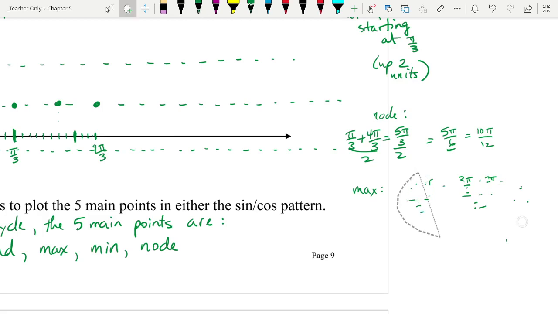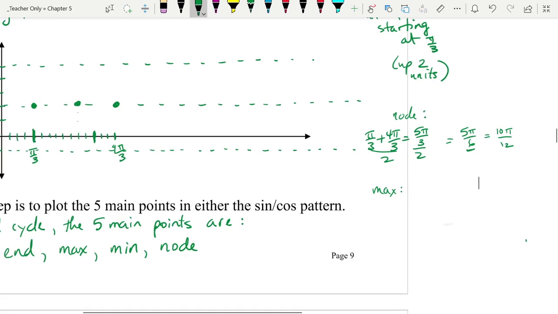Oh, hang on. I want to erase a lot of things at once. I'm going to do that. Okay, so the maximum should be halfway between this dot here and this dot here. So what is halfway between pi by 3 and 5 pi by 6?